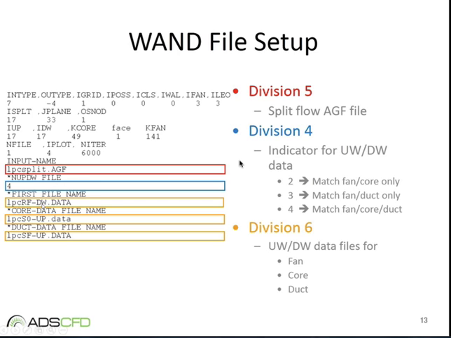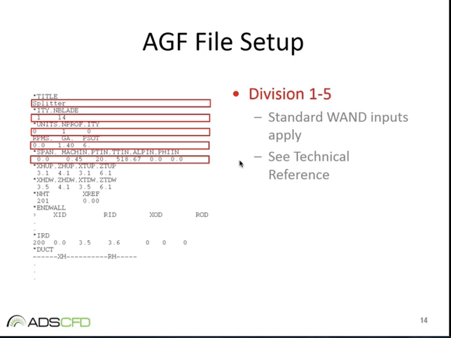And finally, we point to the data files for the fan downstream portion, the core upstream, and the bypass upstream. So moving on to the AGF file, the first 5 rows are pretty standard for an AGF file. All these parameters are described in the WAND technical reference.